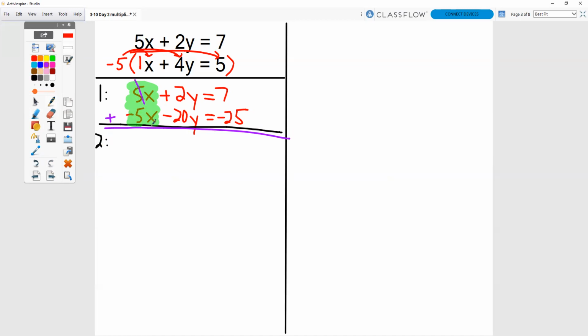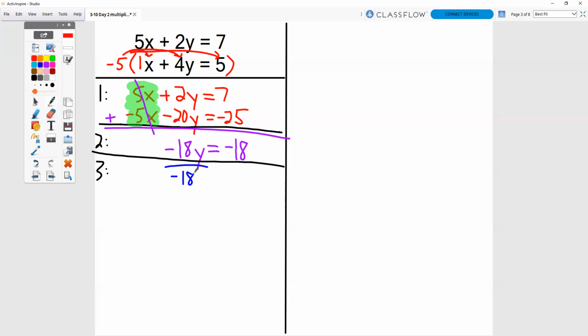When I add going down, these 5s cancel out. 2y plus negative 20y is negative 18y. 7 plus negative 25 is negative 18. Now I just have a one-step equation. Step number 3 says solve that one-step equation.